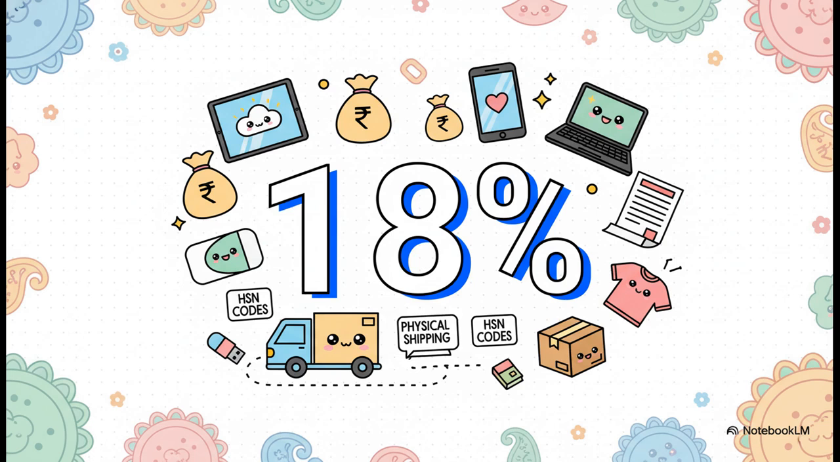You might know that the default GST for digital services is 18%, but here's the thing. Your final tax rate can actually change. If you use that physical access method, the GST you pay will be based on the HSN code of the physical thing you're shipping, not the digital one. Just something to keep in mind.